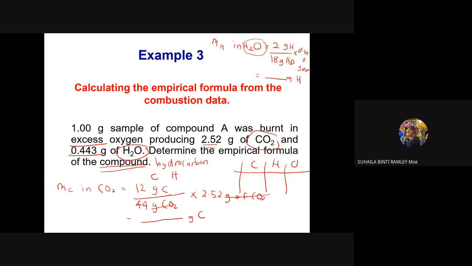Okay, to calculate the mass for oxygen. Oxygen is in carbon dioxide and also in H2O. How do we calculate the mass of oxygen? Minus. Yes, minus. We have the mass of sample, so 1 gram sample minus the mass of hydrogen plus the mass of carbon. Okay, we have the proper steps here.